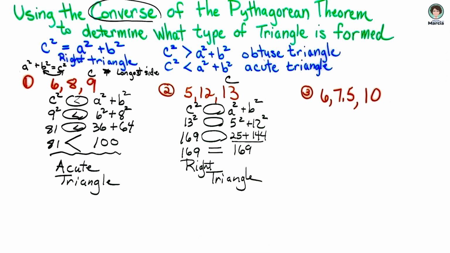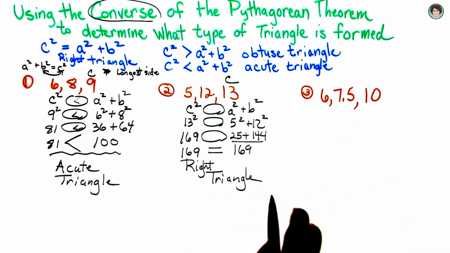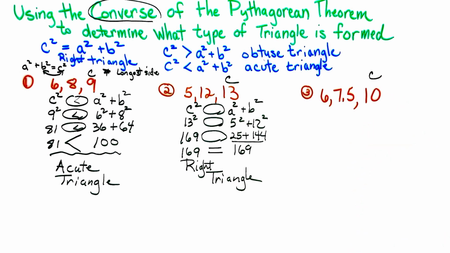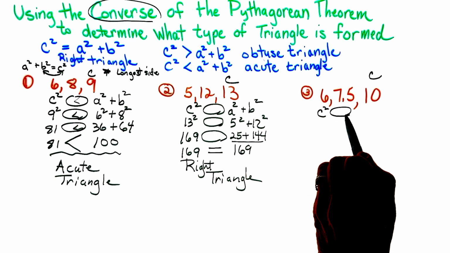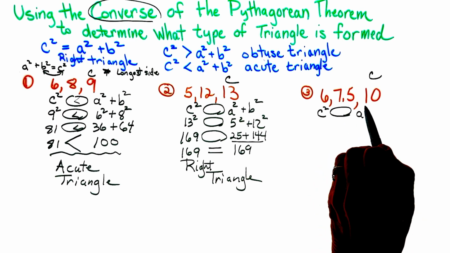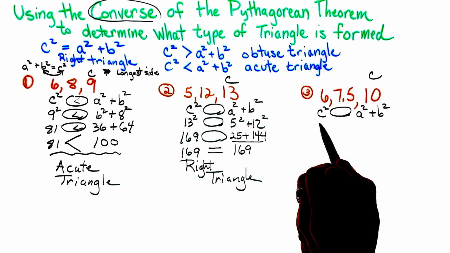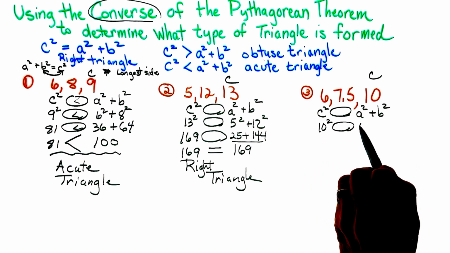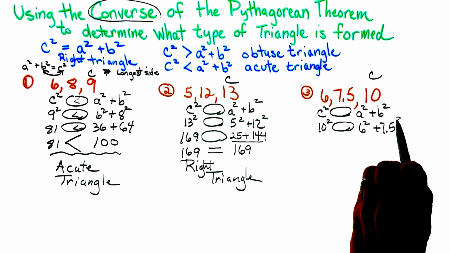All right, let's try the last one. I have a 6, a 7 and 5/10, which is not a whole number, and a 10. So there is my letter C. Again, c squared, trying to decide on the symbol, is equal to a squared plus b squared. I'm going to substitute my numbers in: 10 squared, not sure of the symbol yet, is 6 squared plus 7.5 squared.